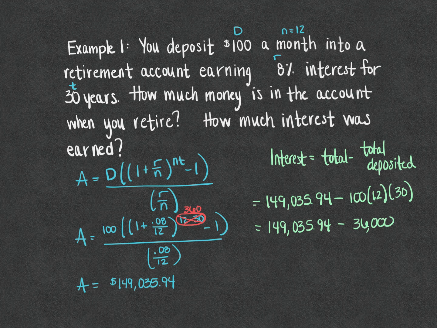The rest of it, everything on top of that $36,000, is the interest that you earned just by letting your money sit there and grow over time. And so although $36,000 came out of your pocket, you earned $113,035.94 in interest, which is how you got to that $149,035.94 total in your account.